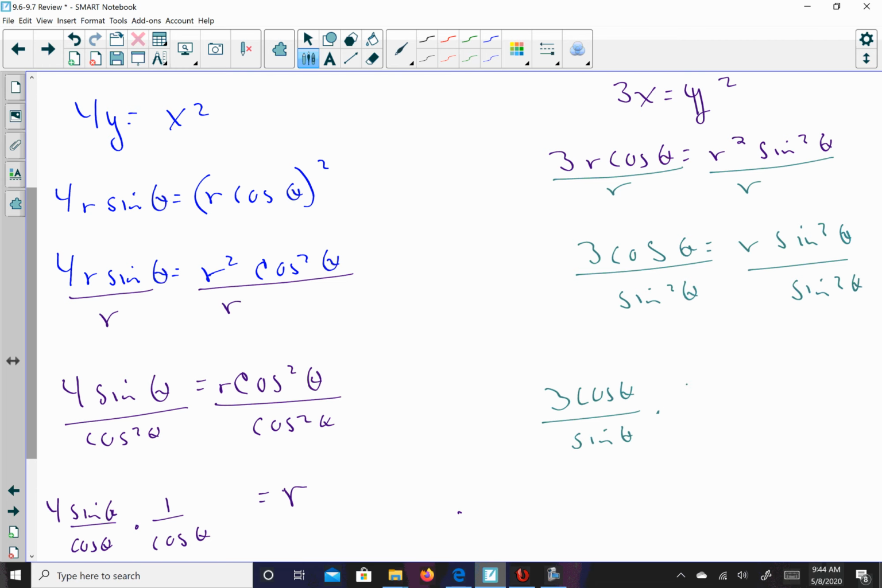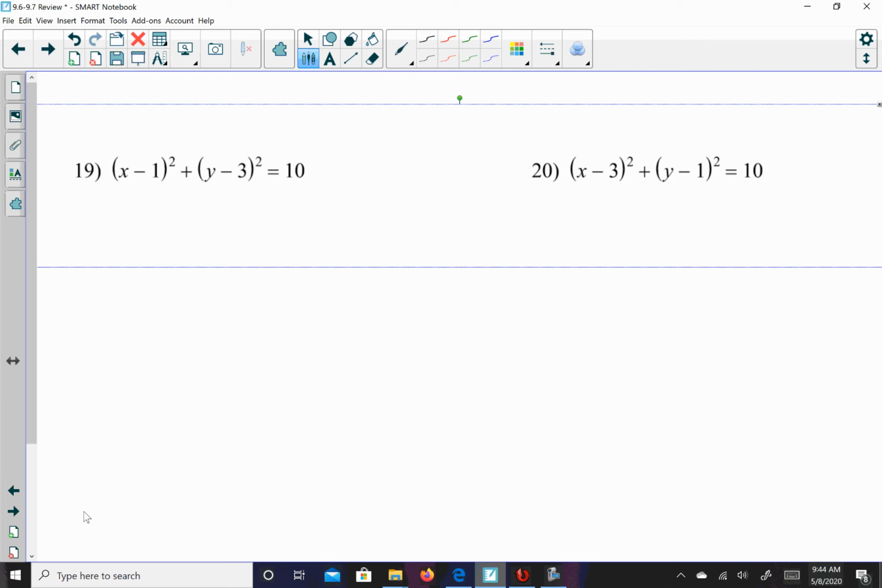And then I'm going to leave the other sine as 1 over sine. And this is equal to r. Cosine over sine is cotangent. And 1 over sine is cosecant. And that's my polar equation.